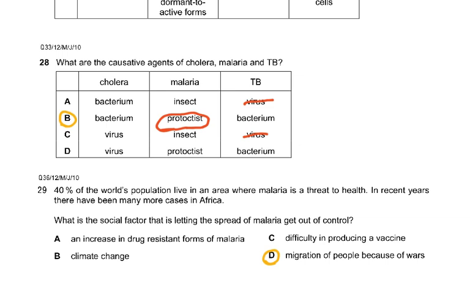29th and the last question. 40% of the world's population live in an area where malaria is a threat to health. In recent years, there have been many more cases in Africa. What is the social factor that is letting the spread of malaria get out of control? Social factor means migration of people because of wars.